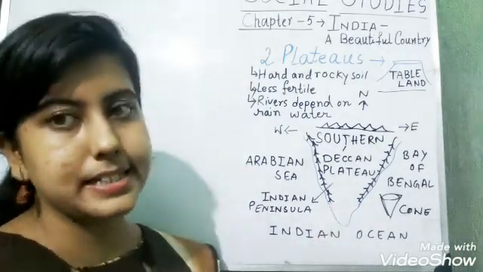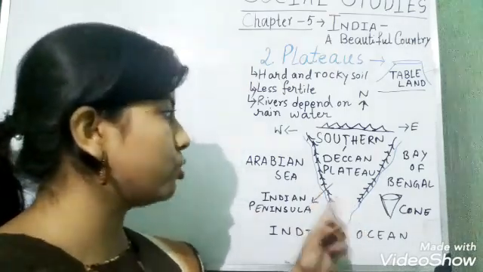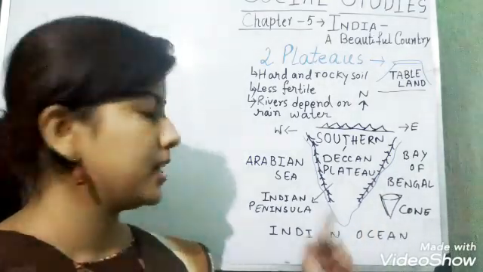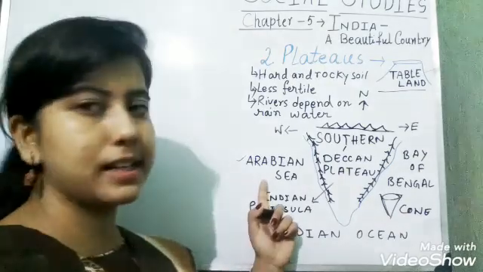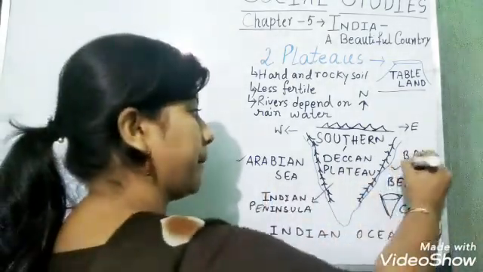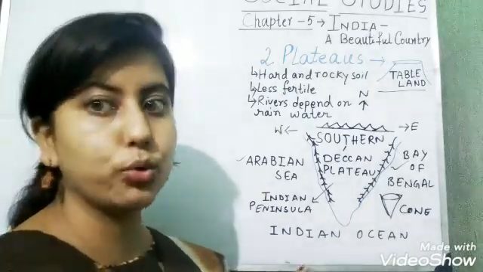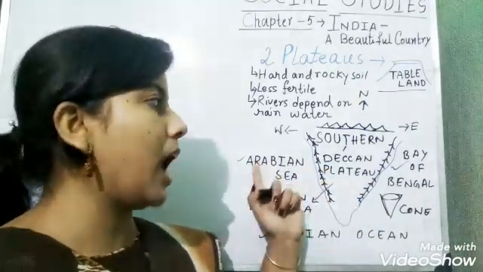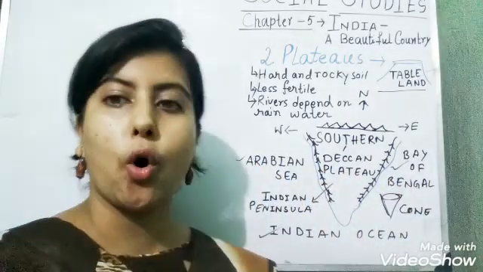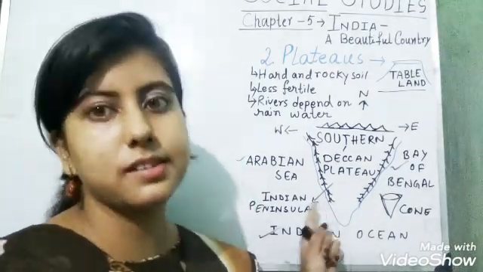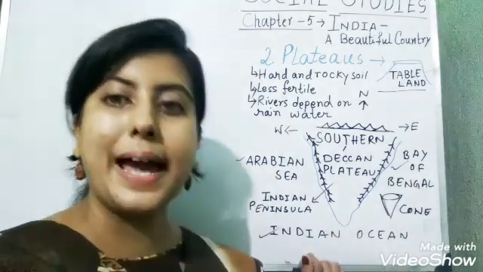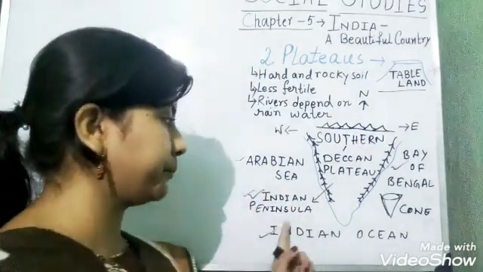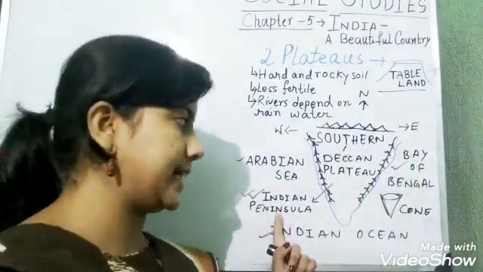Another fact is that this part is also surrounded by water bodies on three sides. In the west we have Arabian Sea, in the east we have Bay of Bengal, and in the south we have Indian Ocean. So this part of land is surrounded by water bodies on three sides. This kind of landform is called a peninsula, and this is called the Indian Peninsula.